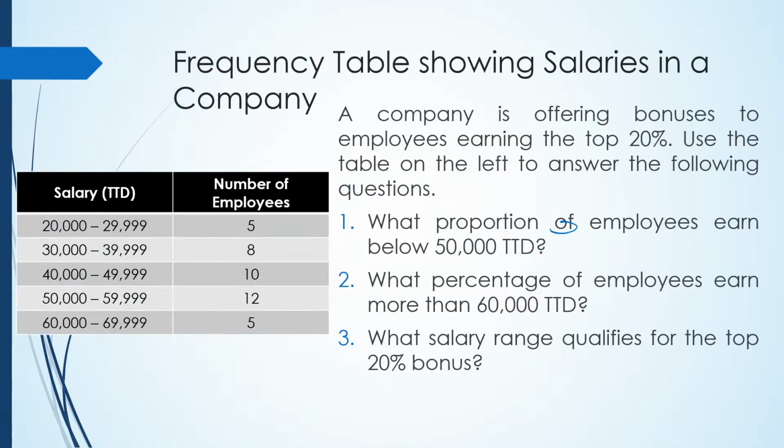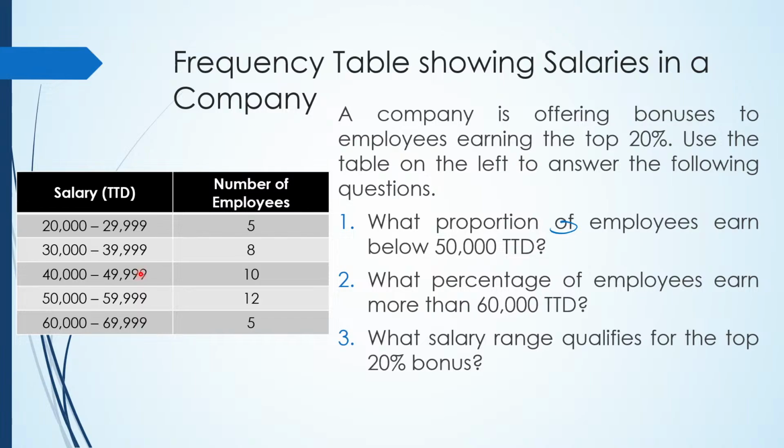Let's go on to the next one. A company is offering bonuses to employees earning the top 20%, and they want you to use the table on the left to answer the following questions. What proportion of employees earn 50,000 TT? So we're looking at the ranges. We're seeing right up to here is where we have 50,000 to there, but we know that because of its range, we'll ideally take this point here, right?